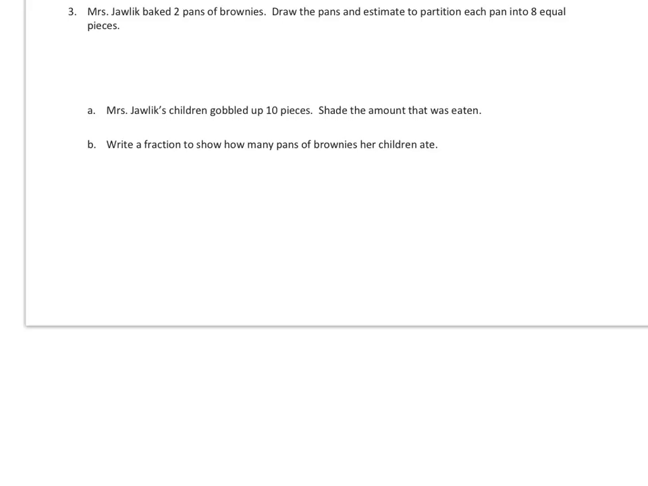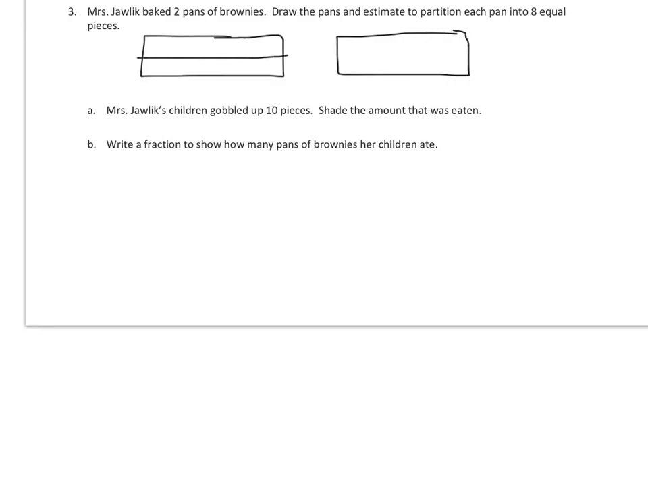And the last problem is a little word problem at the bottom, and it reads, Mrs. Jolique baked 2 pans of brownies. Draw the pans and estimate to partition each pan into 8 equal pieces. So 2 pans of brownies, we're going to make 2 rectangles. We'll pretend those are about the same size. We're going to cut them in half because we're trying to make 8 equal pieces. Okay.